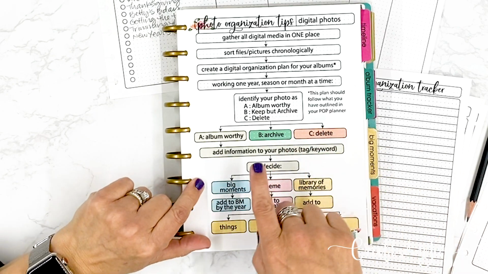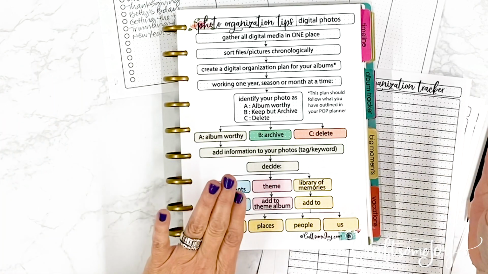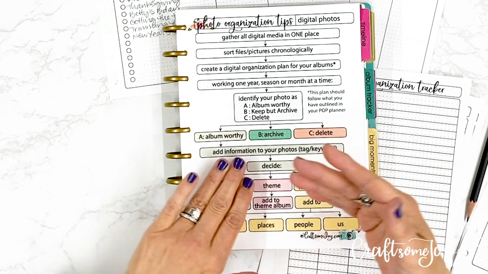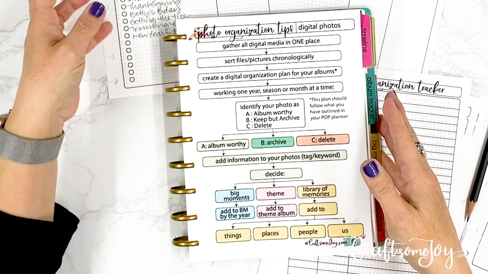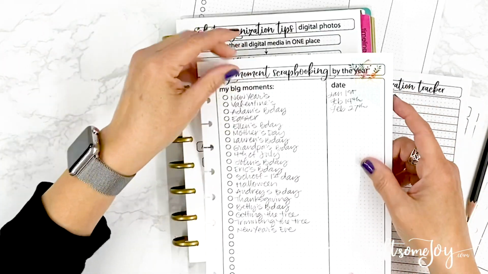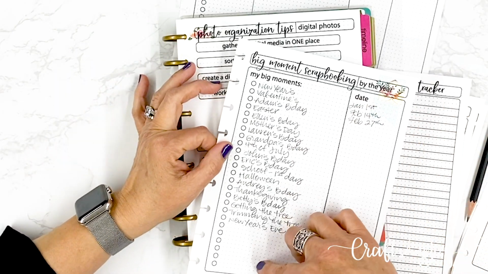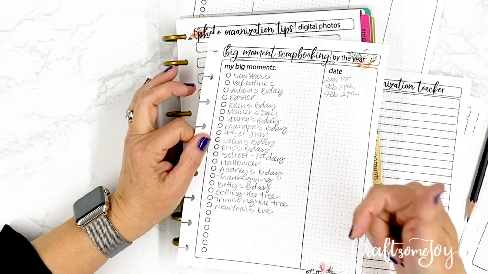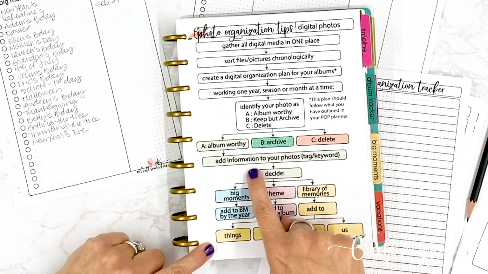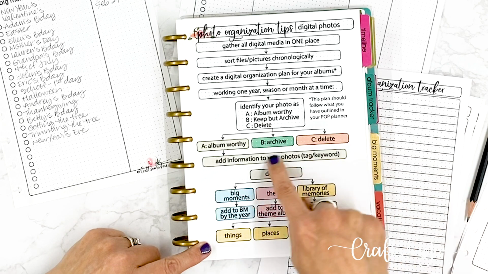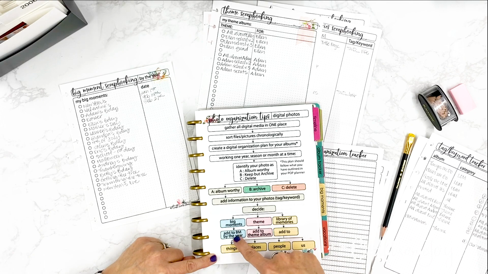So first of all, you're going to decide, is it a big moment? Do you even do big moments? You may not. So if you don't even do big moments, you don't even have to think about that. For me, I like my chronological big moments. So I have to go back and look at my Big Moment Scrapbooking, and I have a list of all the big moments for our family. And is it one of those moments? Is it a photo that's album worthy, and is it one of those moments? So then I'm going to give that file some information. I'm going to use a keyword with that, and then I'm going to file it in the Big Moments album that I have set up by the year.